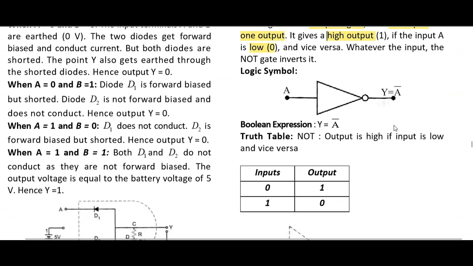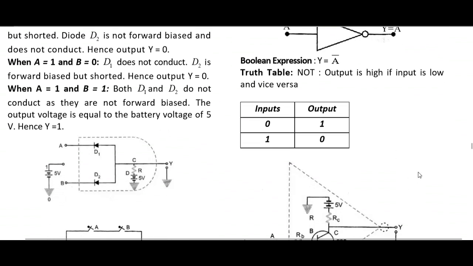Now note down the difference. A filled circle gives us input or output. An unfilled circle is a bubble. And here the Boolean expression is y is equal to A bar. The truth table is quite simple.